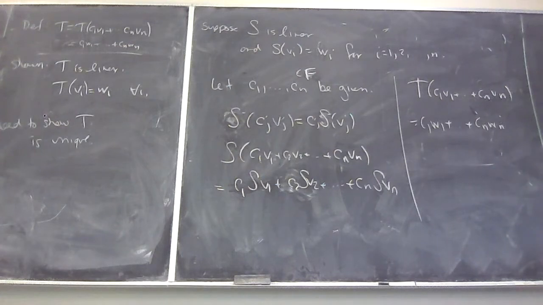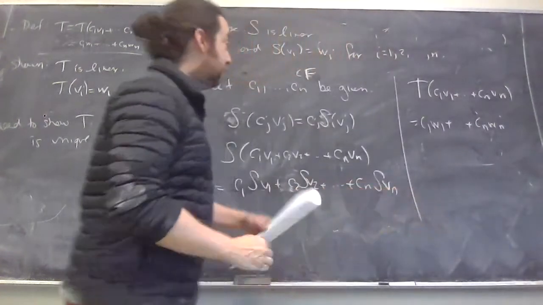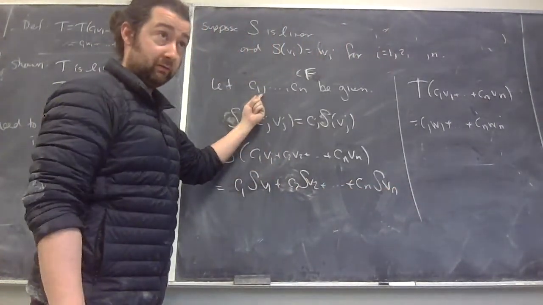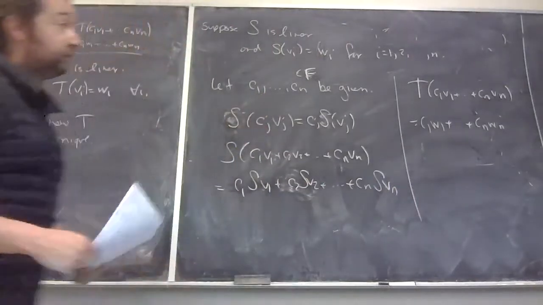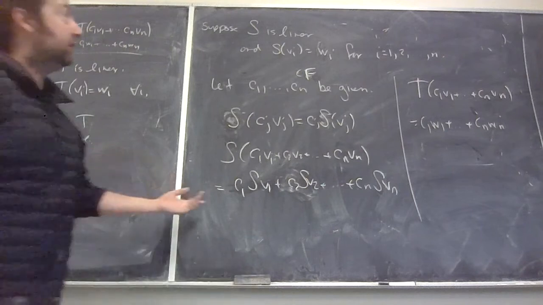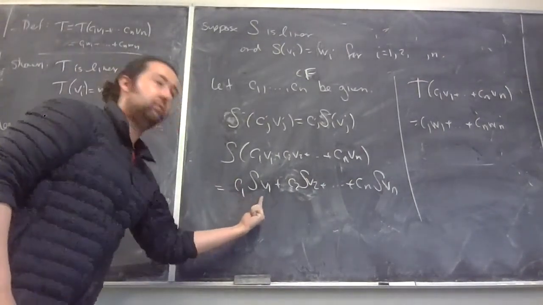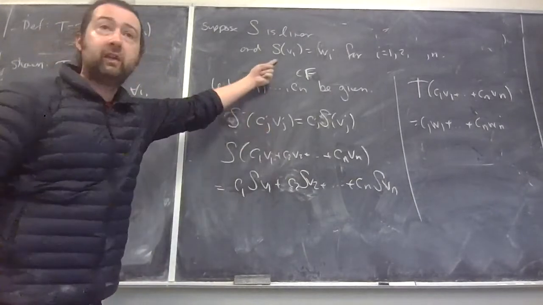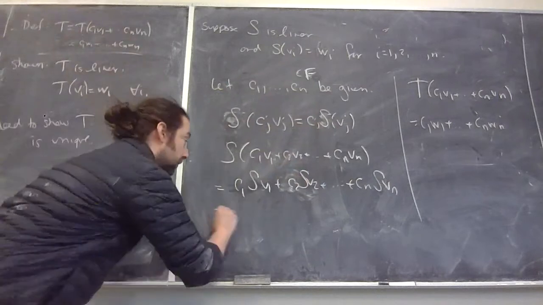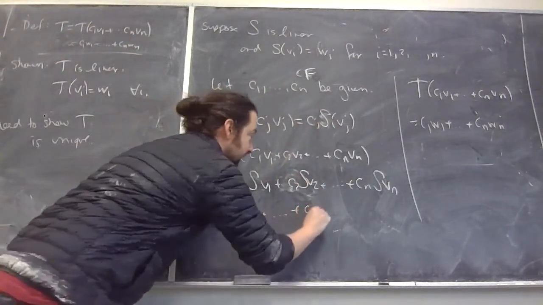Okay. So this representation is unique. This input is the same for both functions. So the fact that we have unique representations in both, and also we have one more line to make here. What does S do to V1? By assumption, what does S do to V1? Turns it into W1, right? So if I do that for each, then this must be C1 W1 up to Cn Wn.